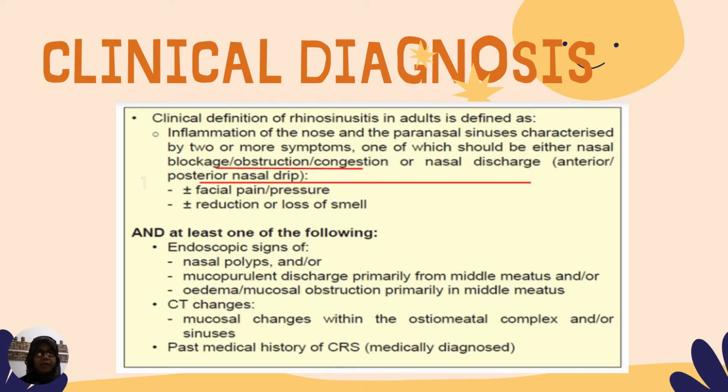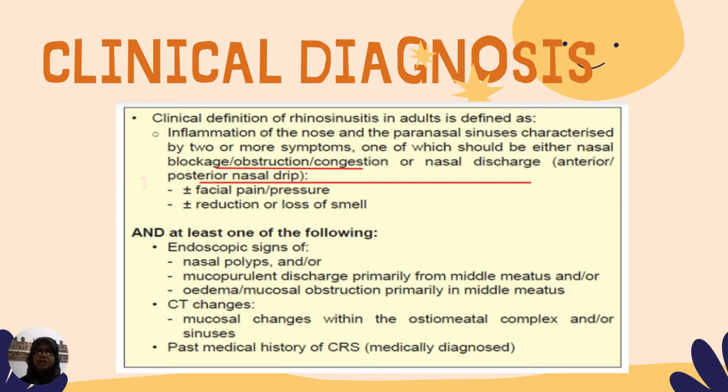Rhinosinusitis can be diagnosed clinically. The most important thing is the clinical presentation. From the history, you need to ask about symptoms like nasal blockage, nasal discharge, facial pain, and also reduction of smell. If they have 2 out of these 4, in which one must be either obstruction or discharge, that would be the first criteria. The second criteria, whereby they need to have 1 point of the following.